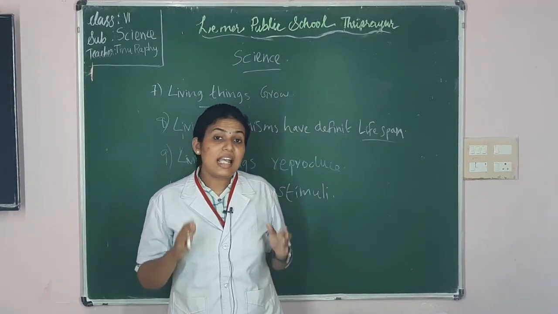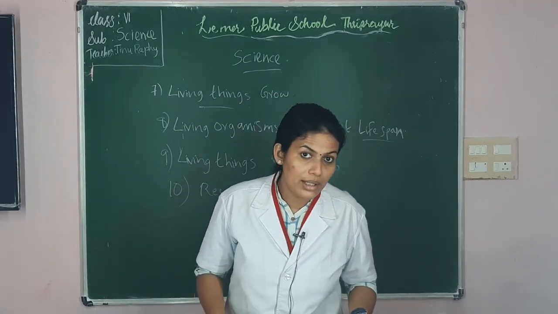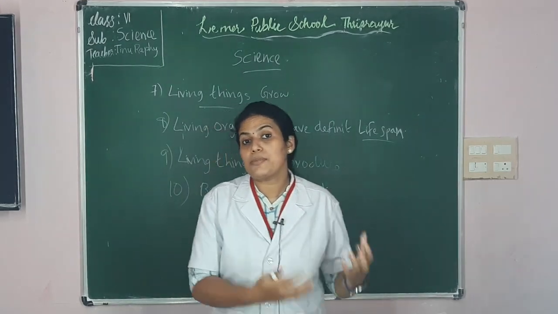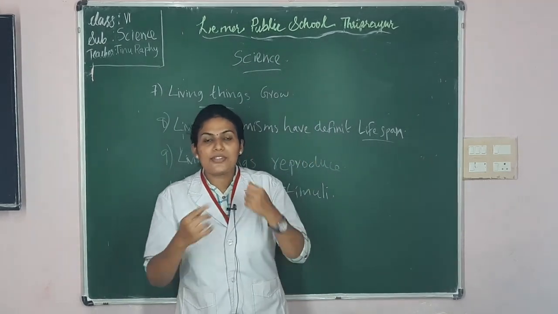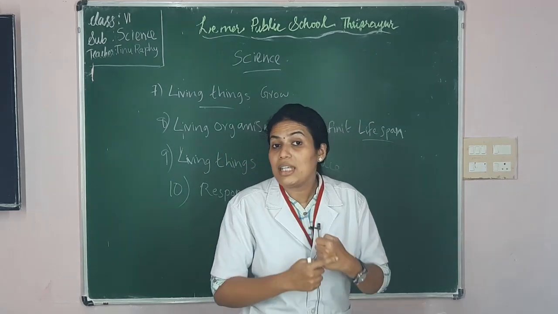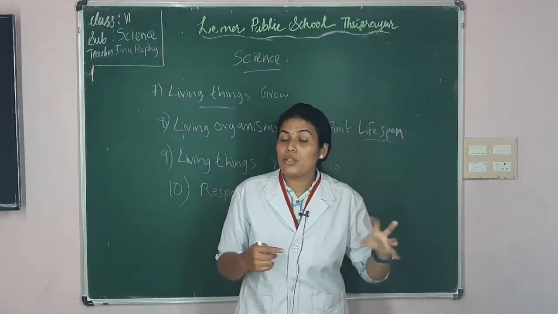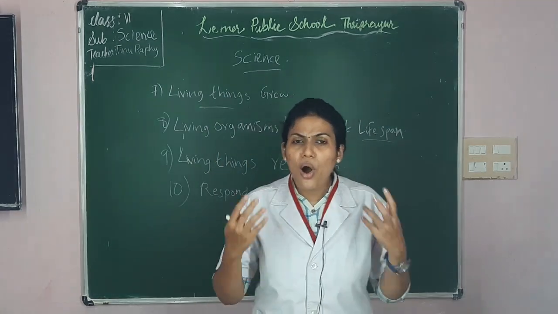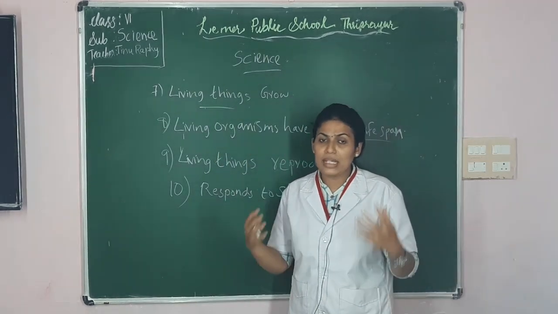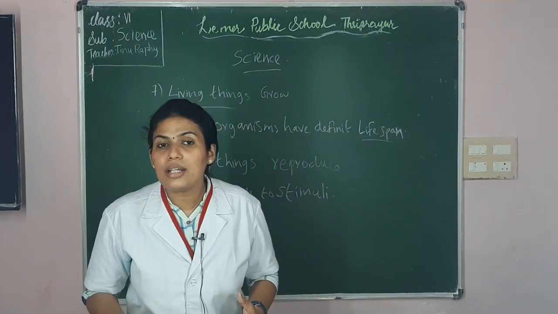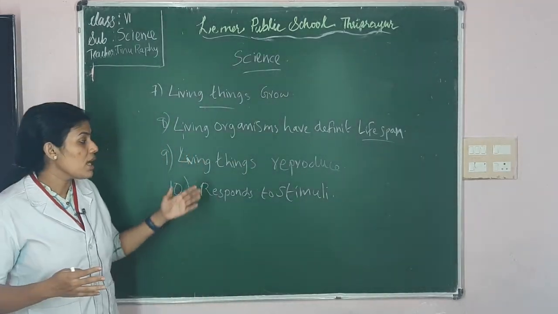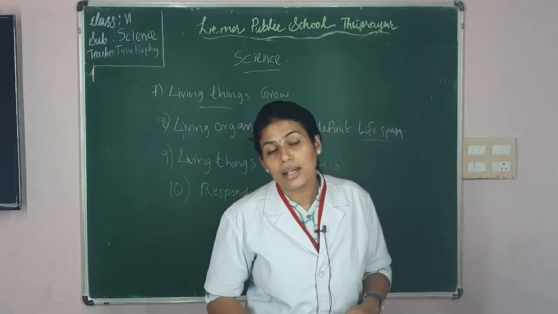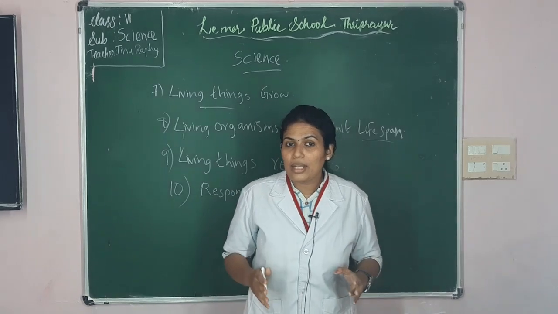So stimulus is any change in the surroundings of an organism which it responds to. So suddenly if some burning happens, here the burning is the stimulus. So what will happen? You will withdraw your hands. So withdrawing the hands is the response. So all the living organisms, whether plants or animals or bacteria, respond to the stimulus. So these are the 10 characters of the living organism.